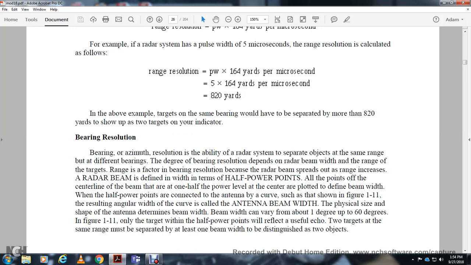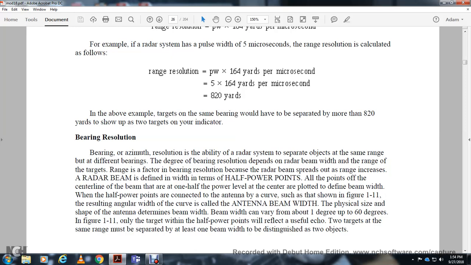Bearing resolution. Bearing resolution is the ability of the radar system to separate objects at the same range but different bearing. The degree of bearing resolution depends on the radar beam width and the range of the target, because the radar beam spreads out as the range increases. The radar beam width is defined in terms of half power points, the points off the center line where the beam has one half the power level of the center, and is plotted and defined as the bearing beam width.